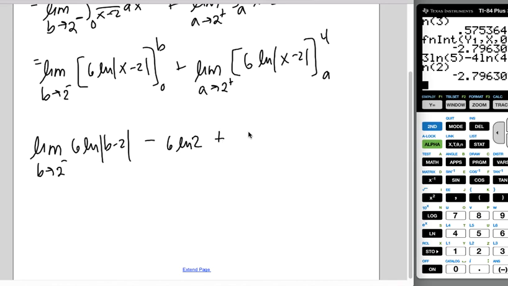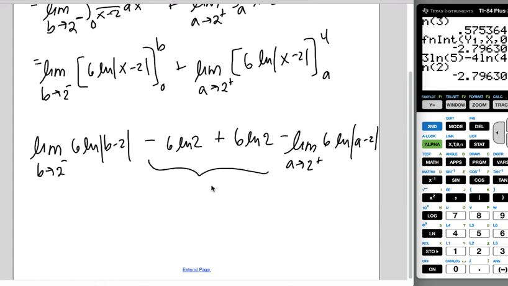Plus, when I go on this side, I don't need the limit for the top bound, my bad. The top bound's just a 4. So when I plug in the 4, I get 6 natural log of 2. And then the bottom bound is going to end up being minus the limit as a approaches 2 from the positive side of 6 natural log of a minus 2. Cool. So these two sum to 0, which is just fine. But for these, I'm going to have to consider what this limit looks like.